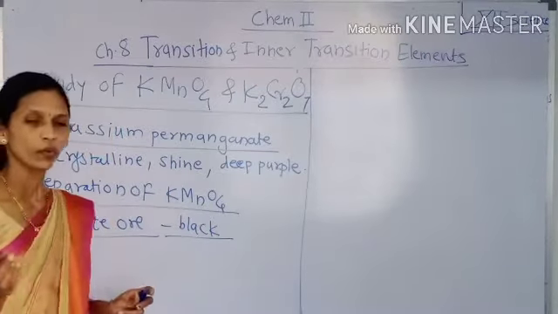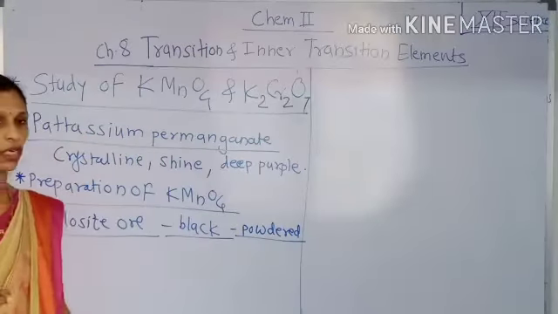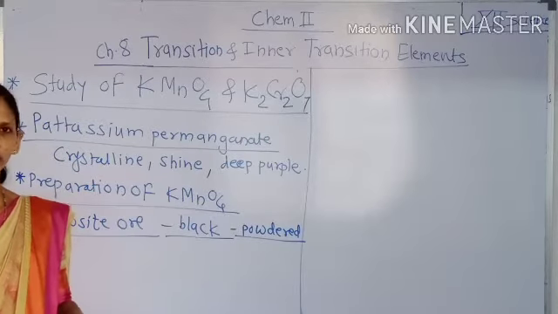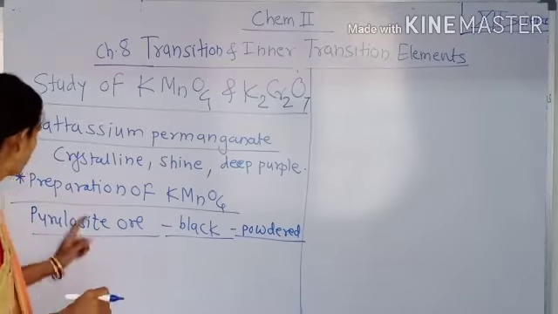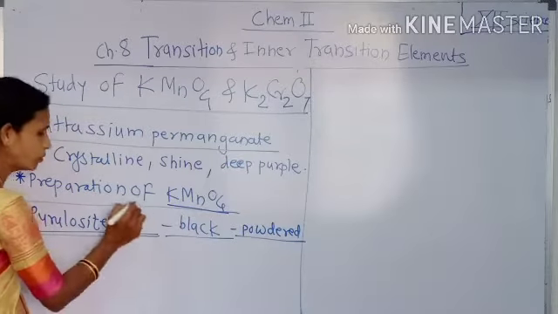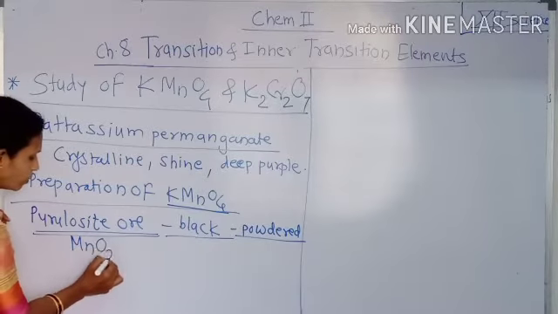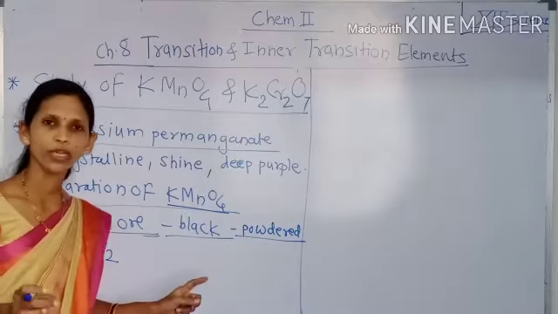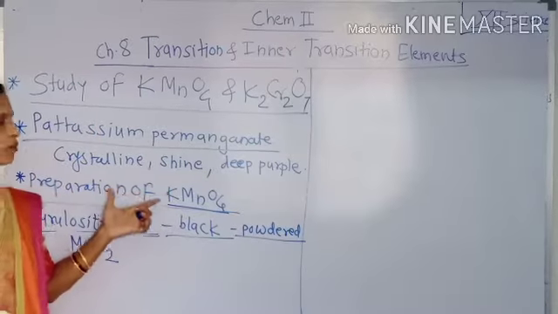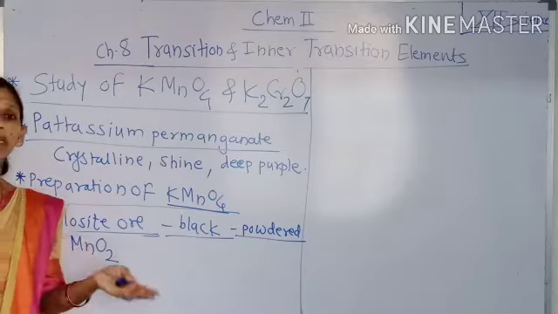It is a black colored powder, also known as pulverized or finely divided powder, and is used in the chemical laboratory in the qualitative and quantitative analysis of acidic and basic radicals. We have to prepare KMnO4 from pyrolusite ore, which has the chemical formula MnO2. The chemical name of that is manganese dioxide. Preparation of KMnO4 from pyrolusite in the chemical laboratory takes place by different methods.